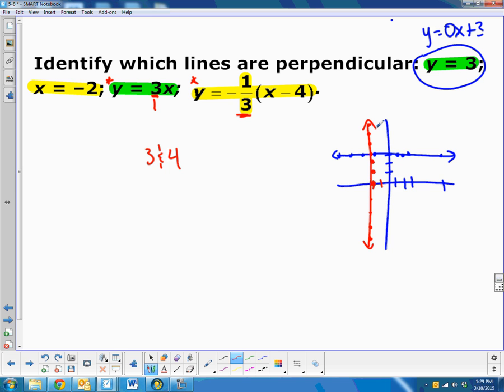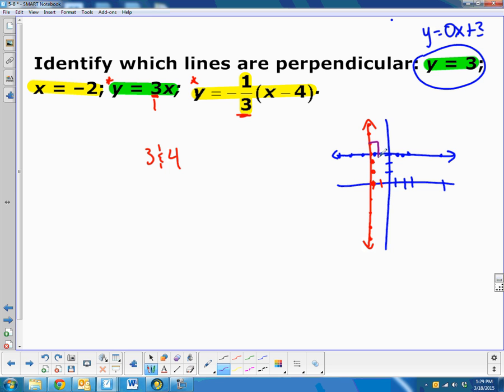And that gives us an undefined slope. So we could not actually write this in slope-intercept form. But it's an undefined slope. It's not a function. However, they are perpendicular. An undefined slope and a slope of 0 are perpendicular to each other.